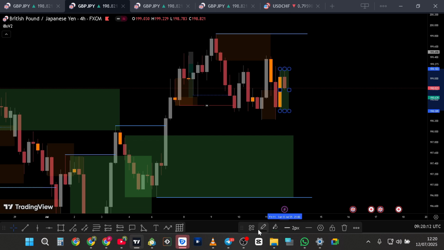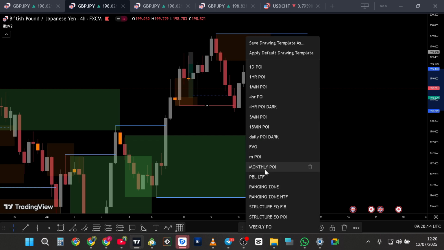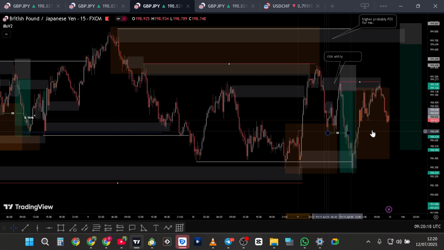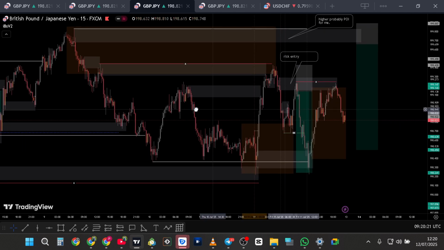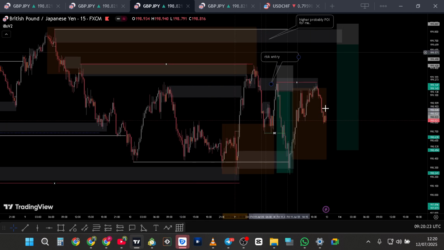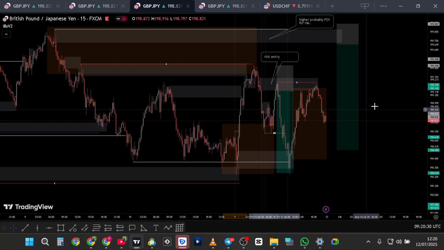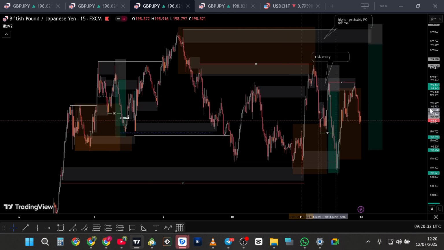I'll mark off that demand where the price is right now, because that was the last pullback. And then when I got 15 minutes, yes, you can see that price is just there. So maybe my anticipation is to come to this higher probability POI, and look to see if we can get some few opportunities to the downside.